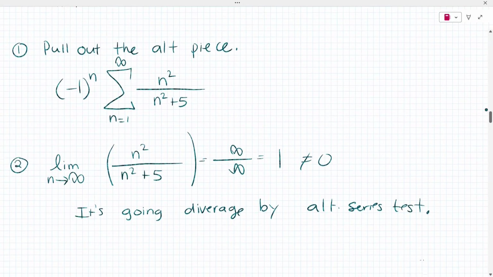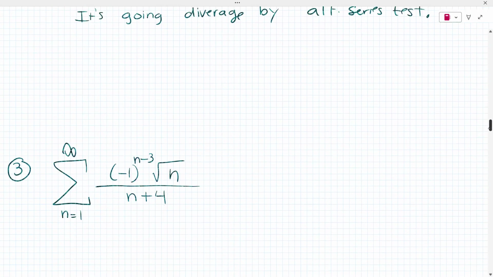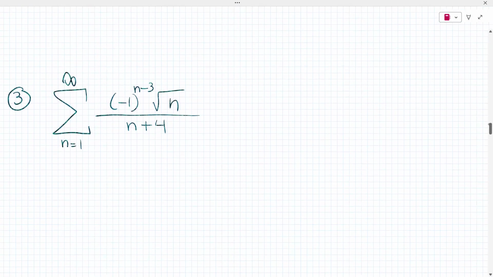Okay, let's do example 3. We have the summation from n to infinity of (-1) raised to the n minus 3 times square root of n all over n plus 4. Can we use the alternating series test? Yes, because it's (-1) raised to the n. Now, be careful. Do you see this (-1) raised to the n minus 3? This is a little review. I'm going to review something.